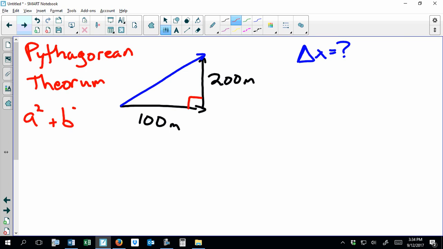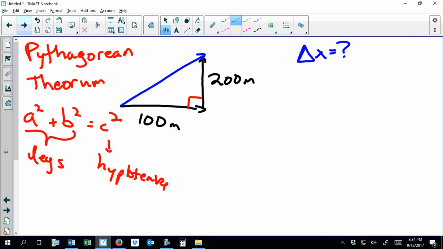So a squared plus b squared equals c squared. A and b are the legs, and c is your hypotenuse. Remember, the hypotenuse is the side that is across from the right angle. It is also your longest side. So either way of looking at it there. Here I know I'm going to pick A and B. I could have picked them the opposite way. I could have made that vertical piece the A side.